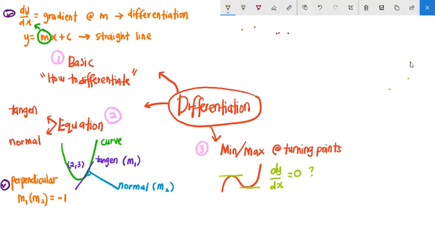Okay. So ini susul galur yang ketiga, which is we should know about min max or turning points bila differentiate dia, dy/dx is equal to 0. Okay. Jadi nanti kita akan go through soalan dan kita tengok macam mana application soalan min max.